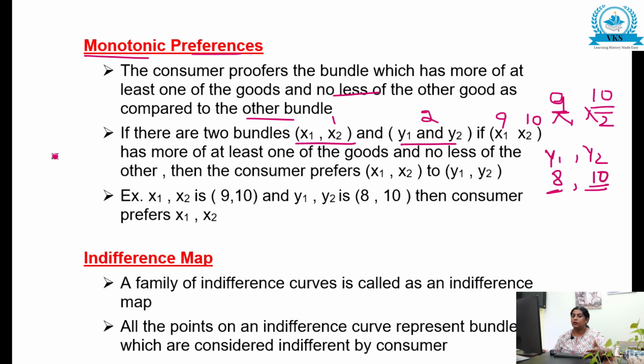So which bundle will people prefer? Naturally they will prefer x1, x2. Why? Because here one is more and here there is no change. But they will not prefer y1, y2 because here one is less and here it is 10. So that is called monotonic preference. That is, if there are two bundles x1, x2 and y1, y2, if x1, x2 has more of at least one good and no less of another good, then the consumer prefers x1, x2 to y1, y2. So that is the example which is given here.